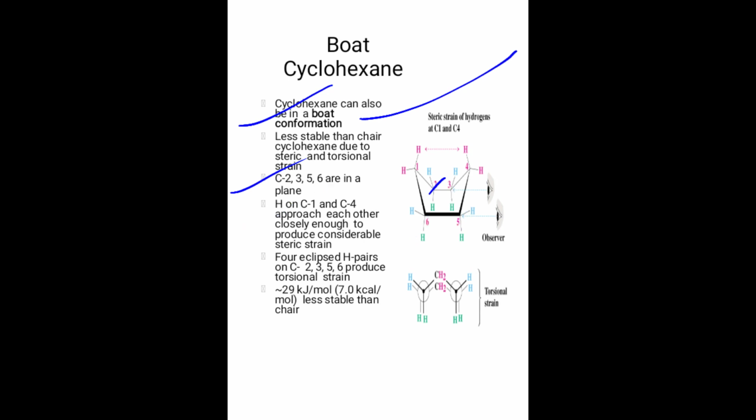So here you can observe first carbon, fourth carbon. So these hydrogen and these hydrogen, ज्यावेळी त्यांची पोझिशन असते ते एकमेकांपासून जवळ येतात. So they are very close to each other, and due to their position, that is the close position, what happens? They produce the considerable स्टेरिक स्ट्रेन. त्याच्यामध्ये स्टेरिक स्ट्रेन आहे तो प्रोड्यूस होतो.